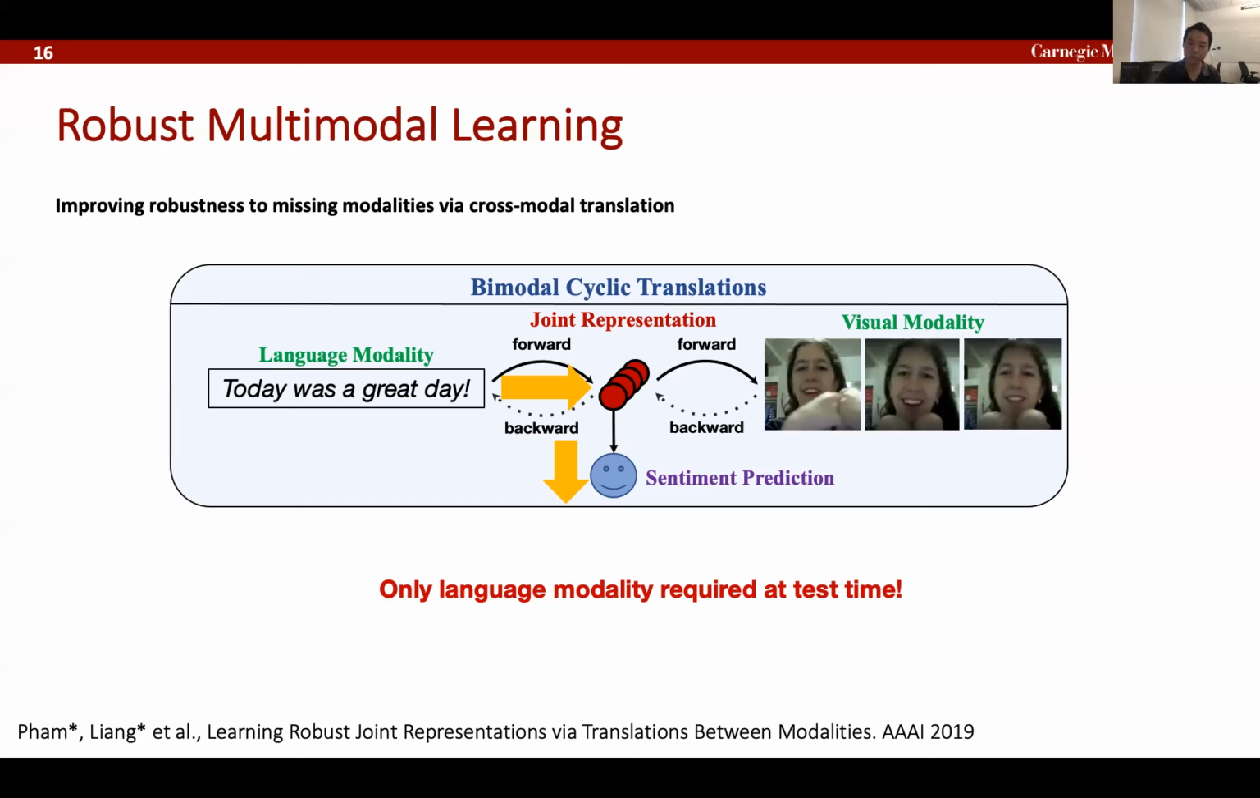We found that these approaches perform as well as, and even better than, methods that take in both language and visual modality as input. But at the same time, because they only use language as input during testing, they're completely robust to any noise and imperfections in the visual modality.